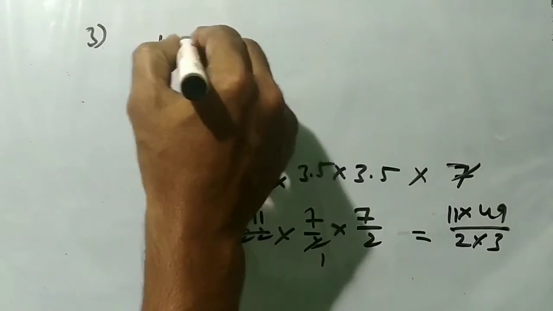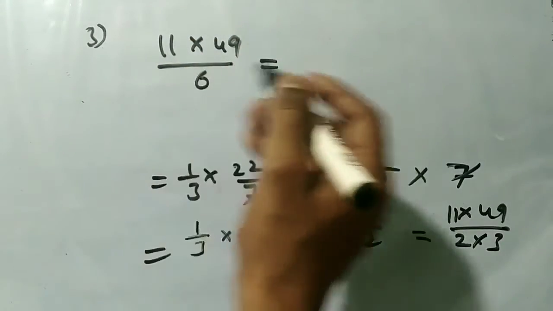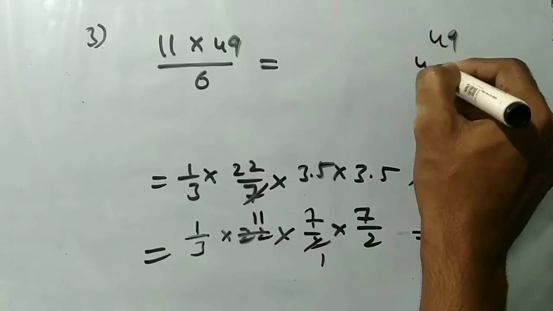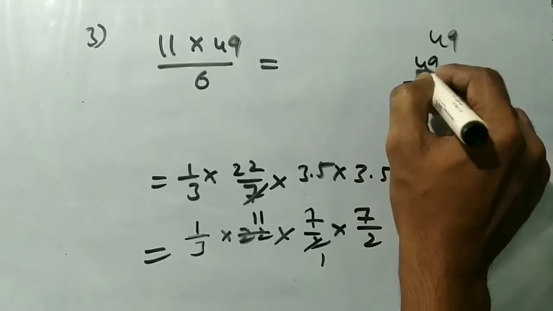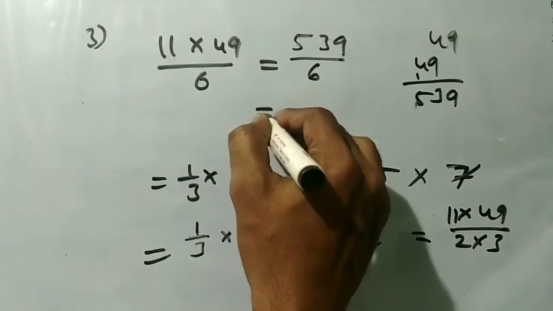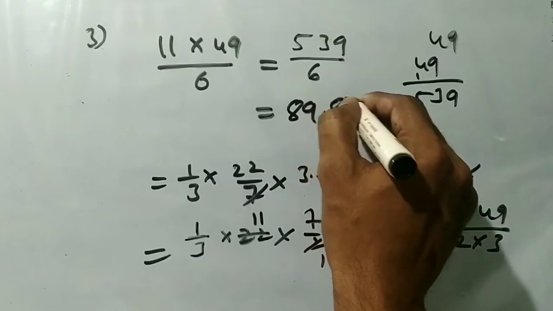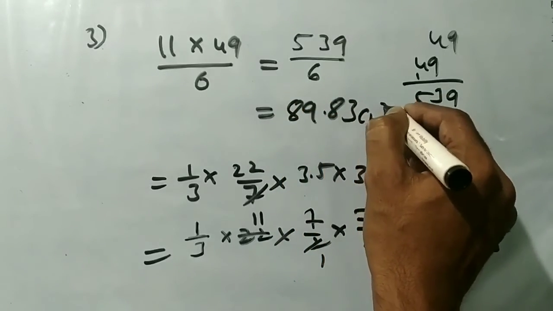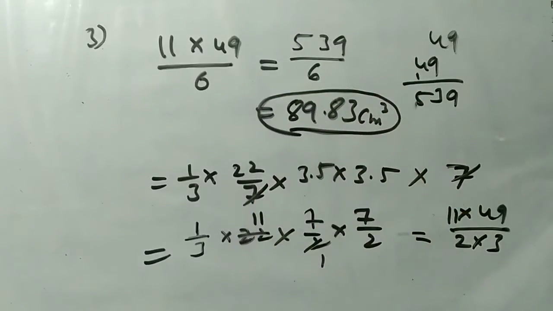We got 11 into 49 by 6. If we calculate this, 11 into 49 is 539. So 539 by 6 is equal to 89.83 centimeter cube, because this is the volume of a cone cut from a cube.